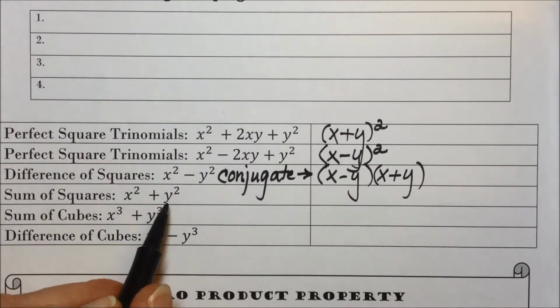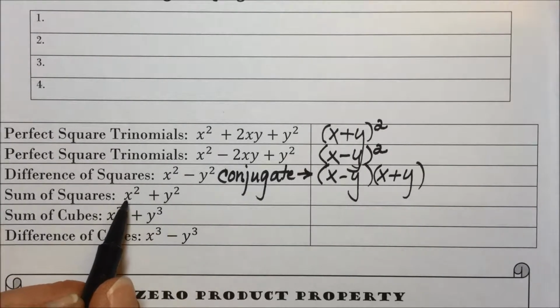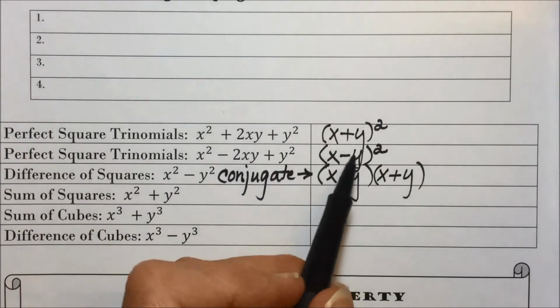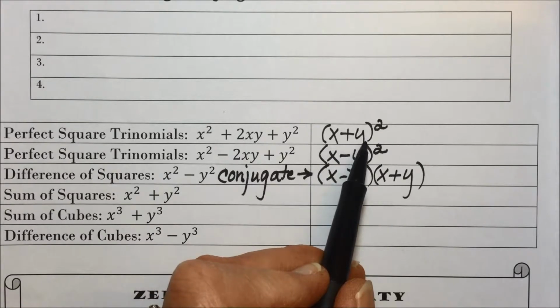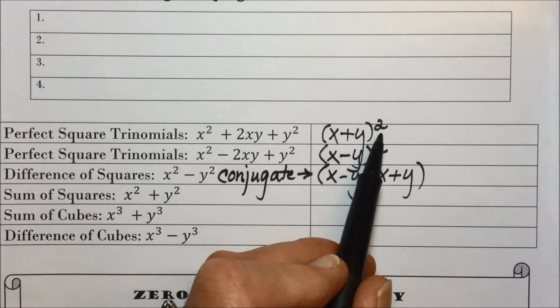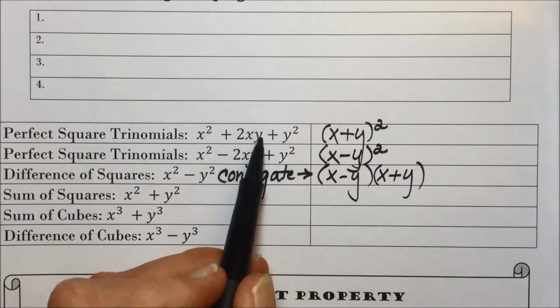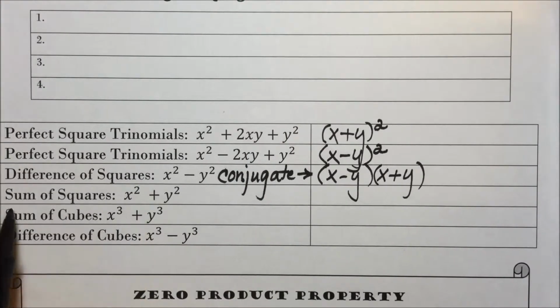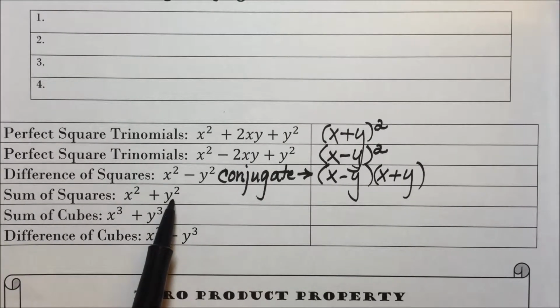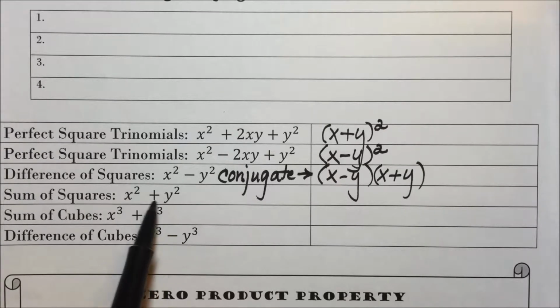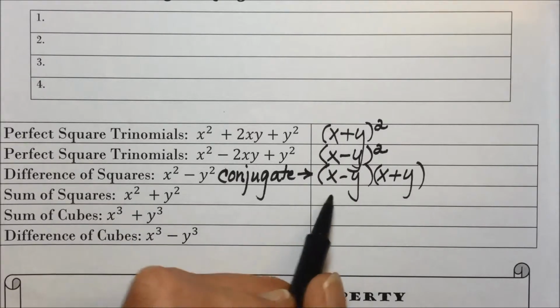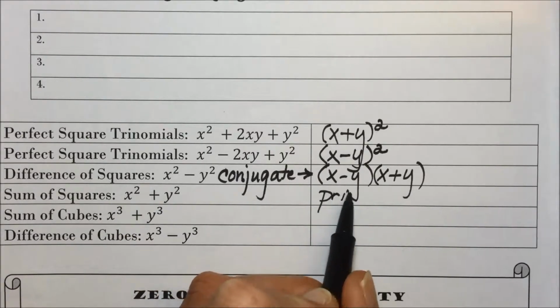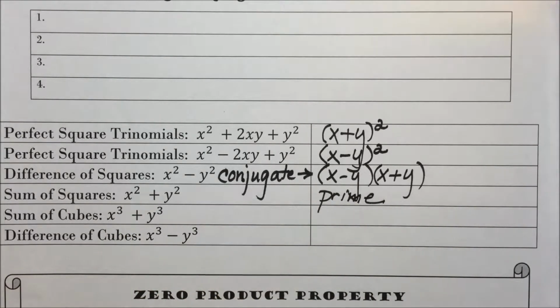When you have a sum of squares, you might think that it's x plus y times x plus y, but we saw when you had x plus y multiplied by itself or squared, it will generate a middle term. When you have a sum of squares, there is no way that you can factor this into two binomials that generate this as a result, and this is a prime polynomial.